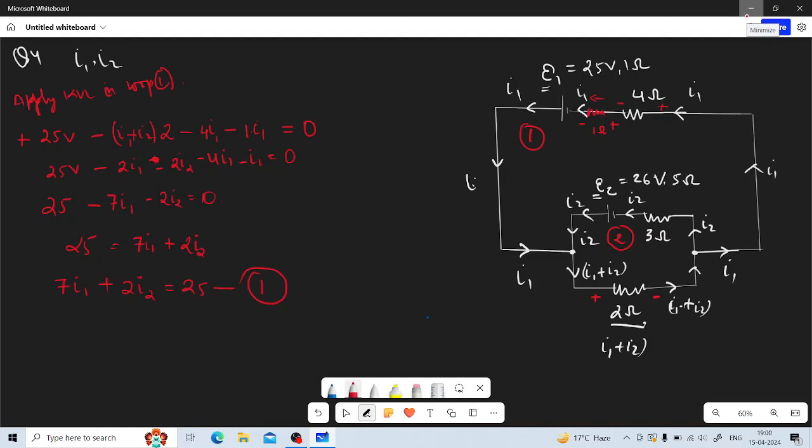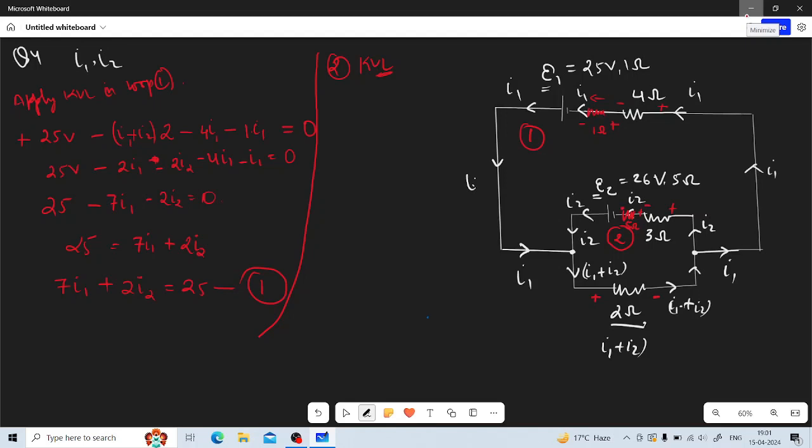Okay, we have done for loop 1. Now let's do for loop 2. So for loop 2, we apply Kirchhoff's voltage law. This is my loop 2. So let's write the signs. This is minus to plus. Current plus minus we have written, and current is flowing in this direction, so this is plus and this is minus. We have internal resistance of 5 ohm here, so this is plus and this is minus, because the current is flowing from this plus side towards the negative. High potential is plus, low potential is minus.